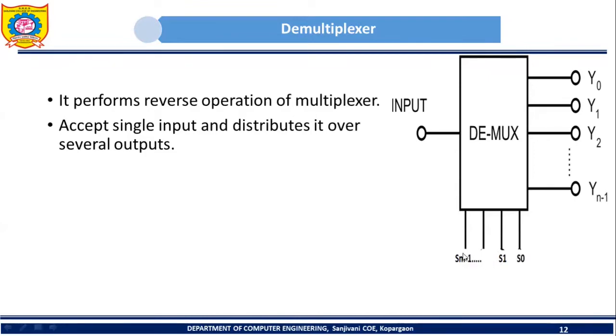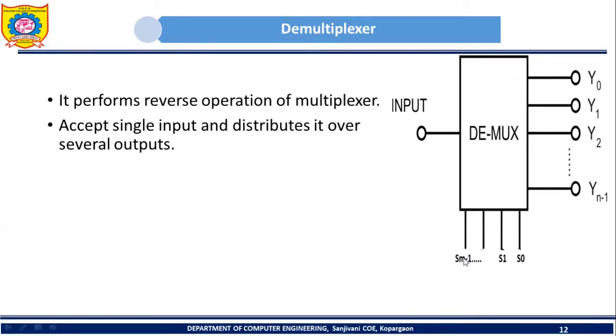So what will this selector line do? This selector line is going to select one of the output lines, and then the incoming data will be sent on that selected output line. For example, if selector lines are all 0, which output line will be selected? Y0. So on the Y0 line this input data will be directed.